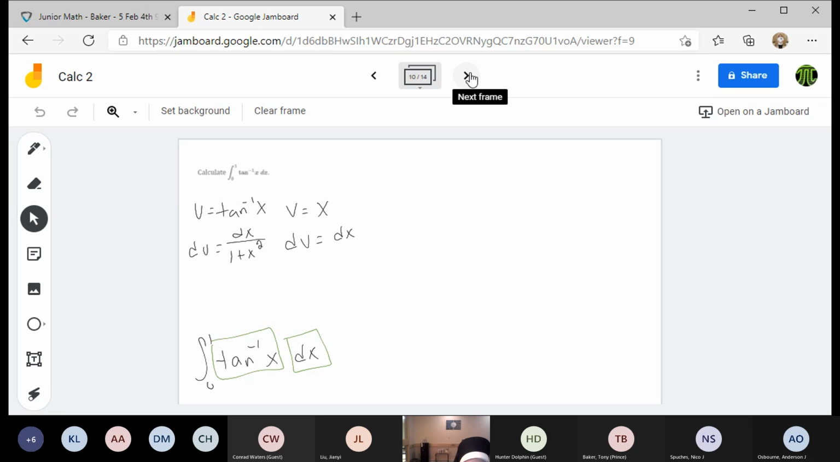All right, so let's go through and write out my problem. So I have x inverse tangent of x minus the integral of x over 1 plus x squared dx. All right. So how are we going to do that integral? The x over 1 plus x squared.